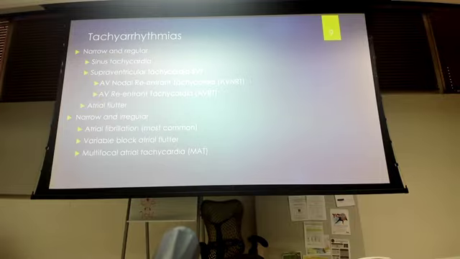So as you're studying, put your likes with your likes. These are my narrow and regulars. These are my narrow and irregulars. So immediately, you can start knocking some of those answers off at the very beginning. So narrow and regular, again: sinus tach, SVT, A-flutter. Narrow and irregular is going to be AFib, A-flutter with a variable block, which we'll talk about, and then multifocal atrial tachycardia.